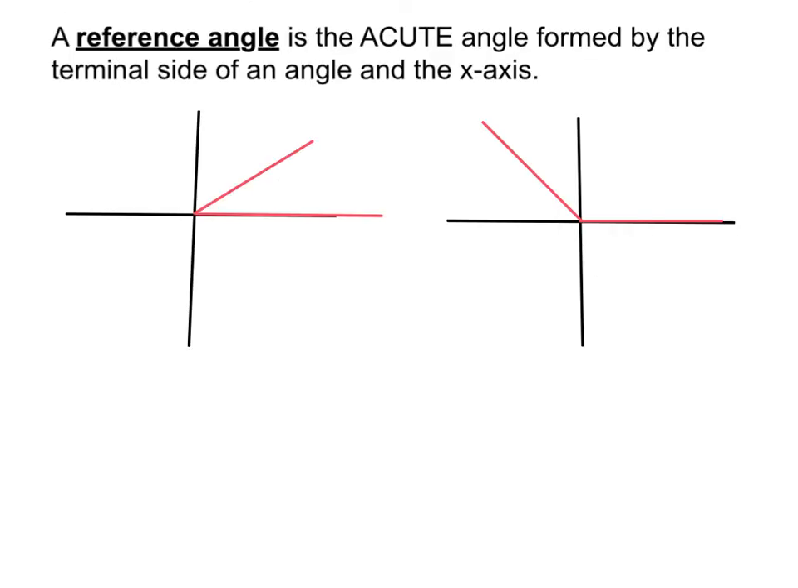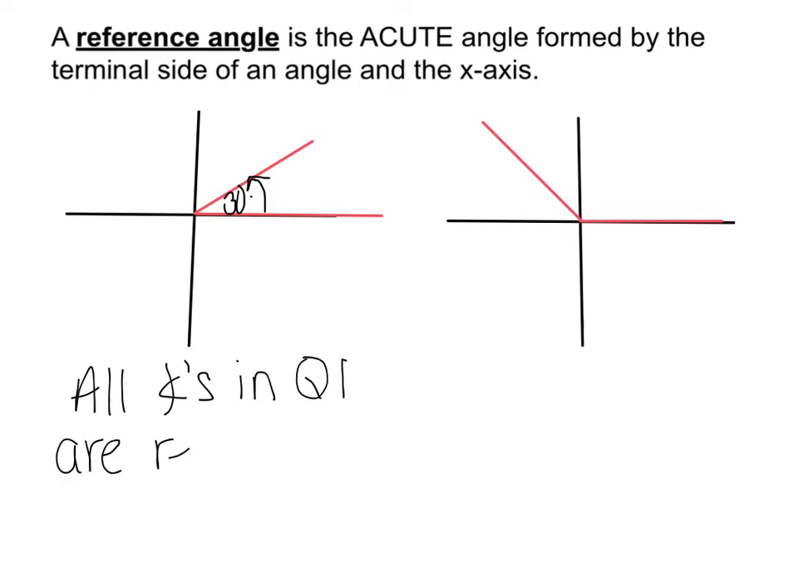Okay, we need to review reference angles. A reference angle is an acute angle formed by the terminal side of the angle, the ending part, and the x-axis. This is the x-axis. So where is the angle formed by the terminal side and the x-axis? It would be this angle right in here. So this angle we'll call 30 degrees. Now you don't have to write this down, this is just review. So all angles in quadrant 1 are reference angles.